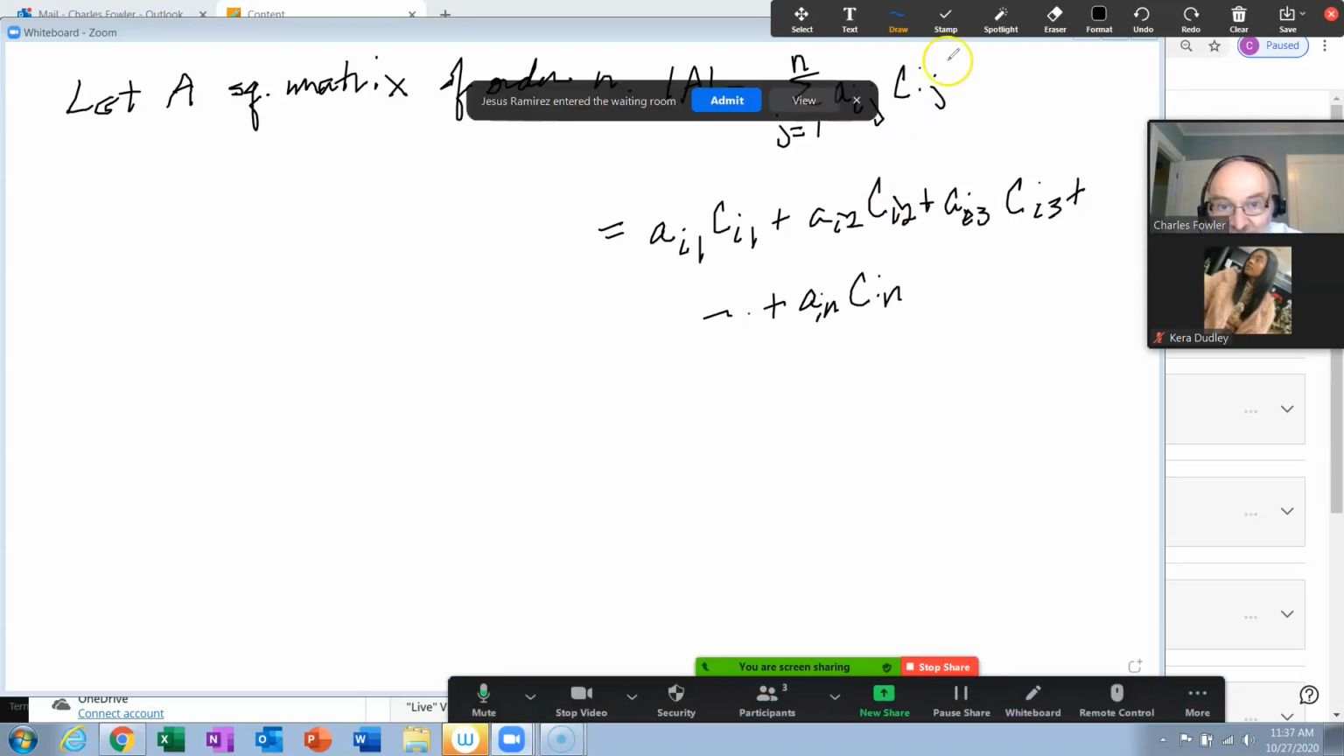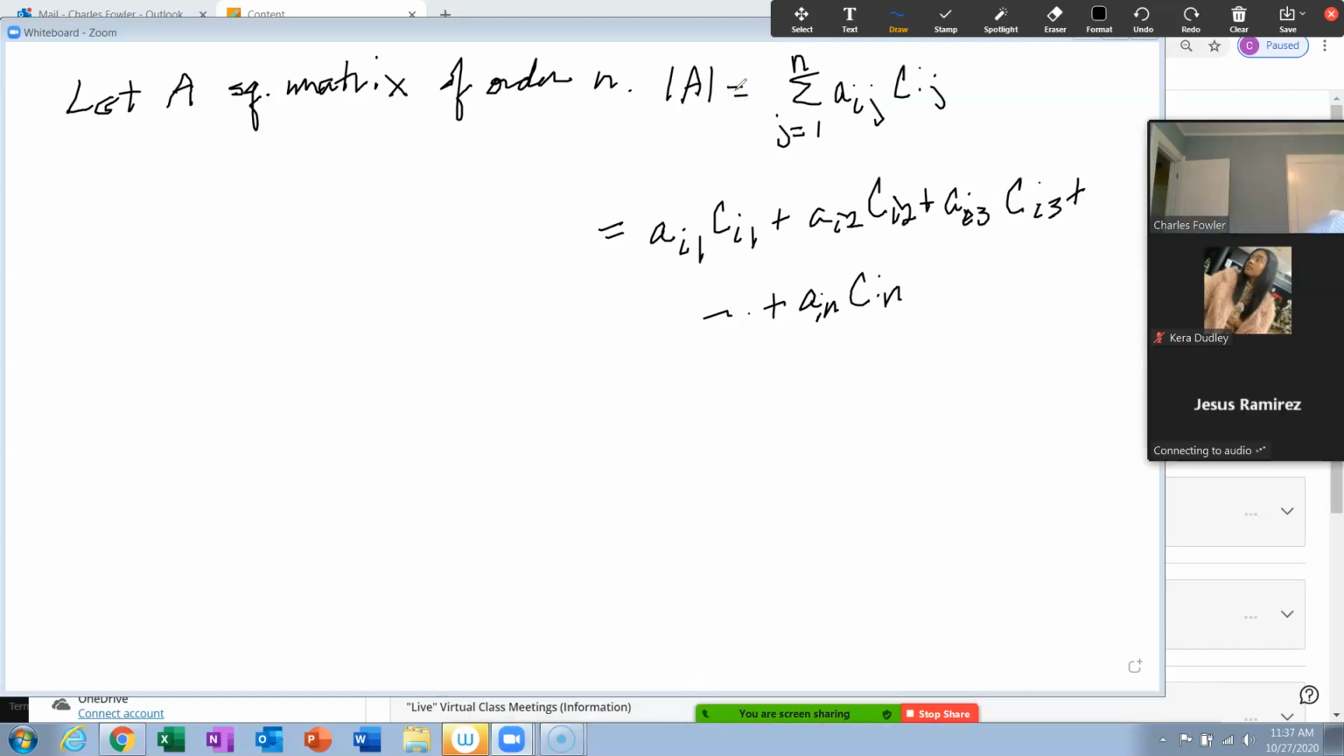Here comes Jesus. We've got two thirds of the class here now. Got the bookends, the top and the bottom, waiting for James to fill in the middle. And there's Jesus.